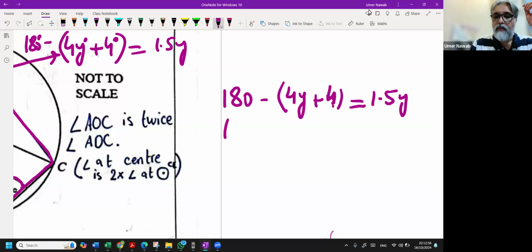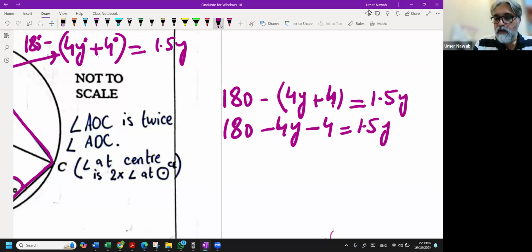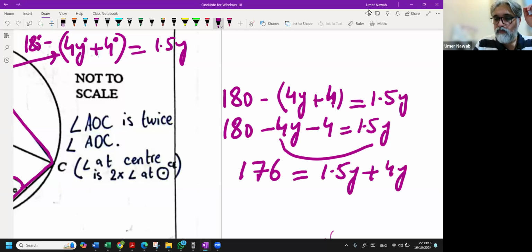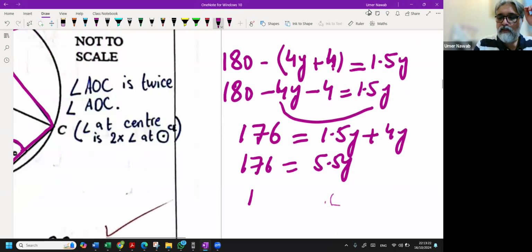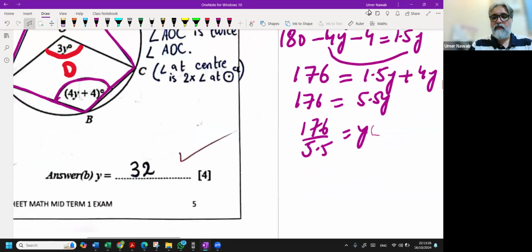Now 180 minus 4y, since there is a minus sign outside, so minus will multiply with both terms. And then send the minus 4y to the right. So 180 minus 4 is 176 is equals to 1.5y plus 4y. And then 176 is equals to 5.5y. And then 176 divided by 5.5 is equal to y. And finally, it is 32.